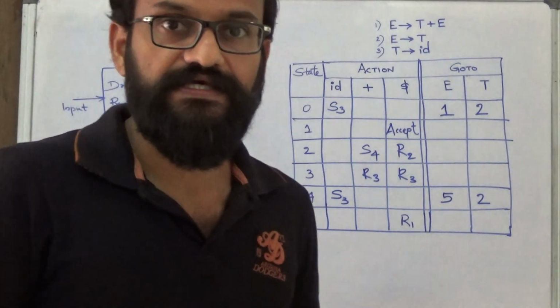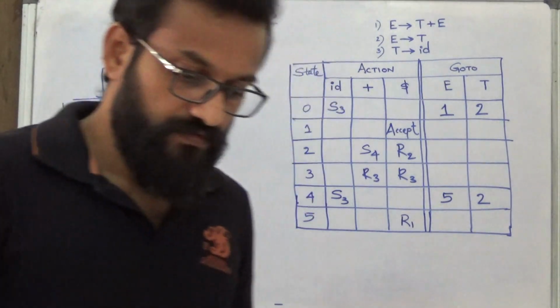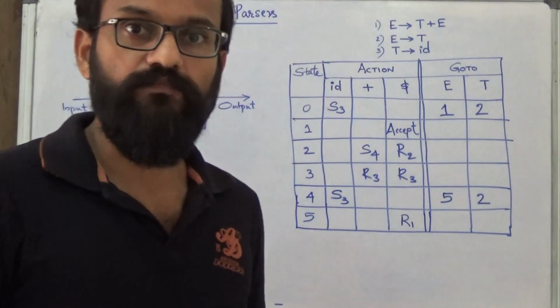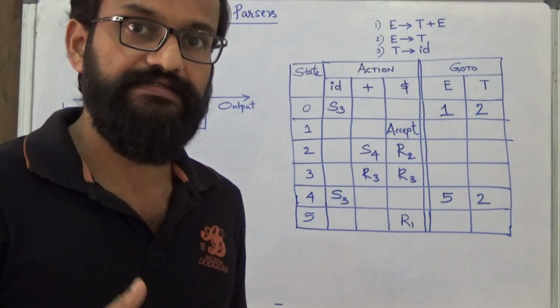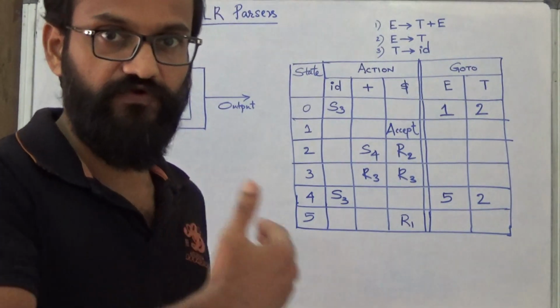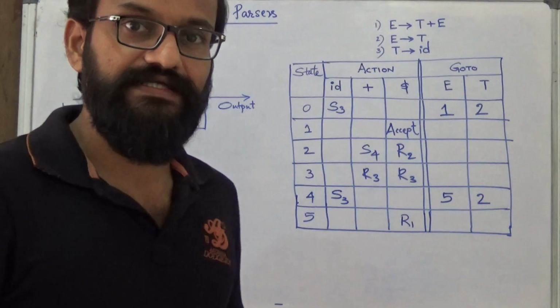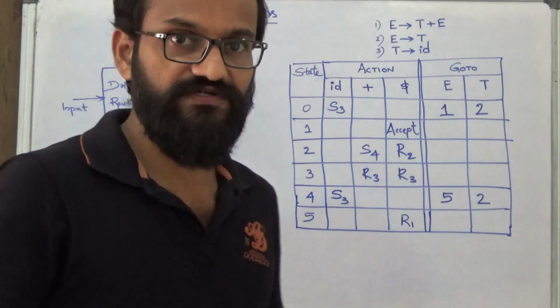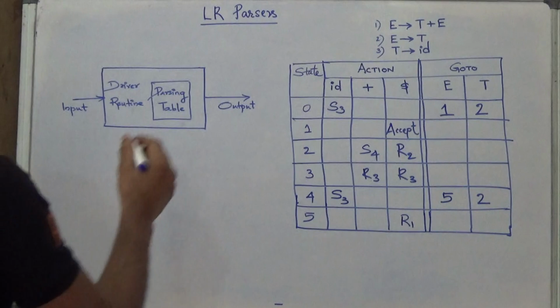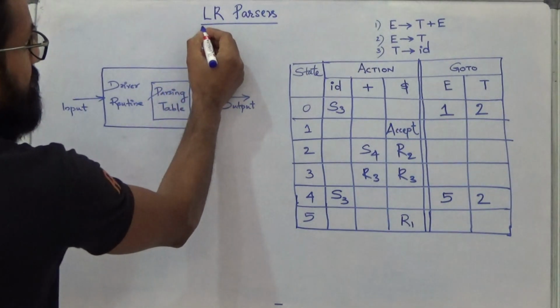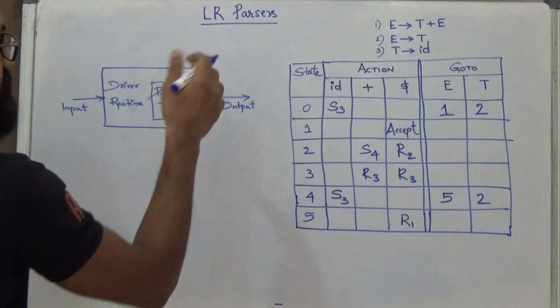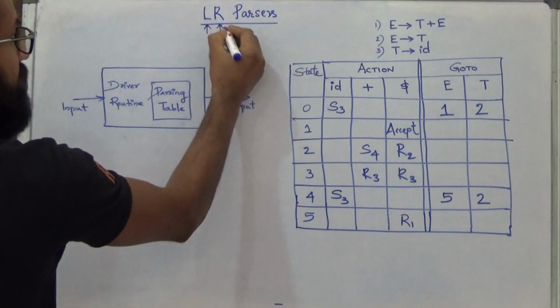This lecture deals with LR parsers. LR parsers are basically bottom-up parsers that scan the input string from left to right and generate the rightmost derivation in reverse order. That is the reason for calling this type of parsers LR parsers.